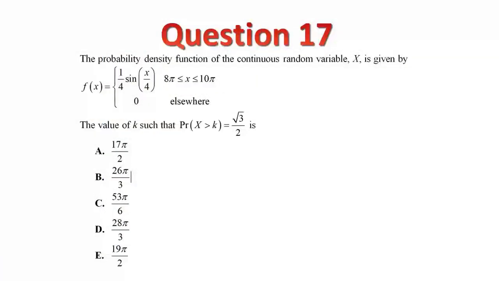All right, so a probability density function. Once again, these are fairly straightforward, but almost 38% of students didn't get a similar question to this correct just a couple of years ago. So you certainly can't take these for granted. So the probability density function of the continuous random variable x is given by, there's the function there, and note the domain 8 pi to 10 pi and 0 elsewhere. The value of k such that the probability that x is greater than k is √3 on 2 is.